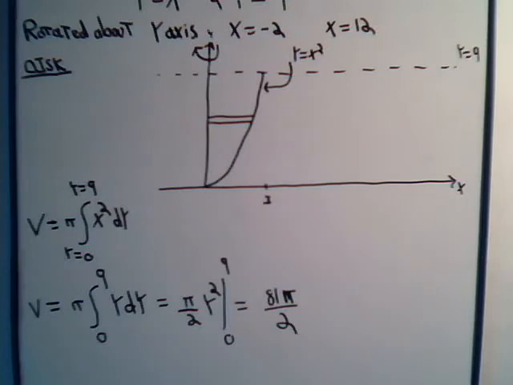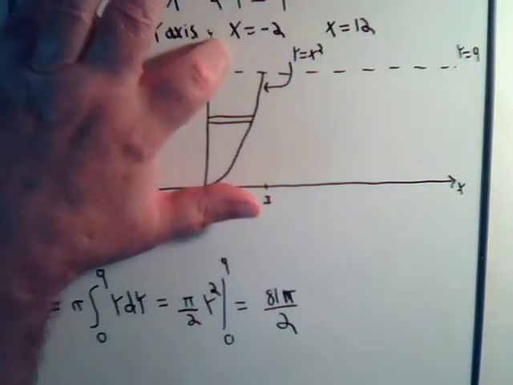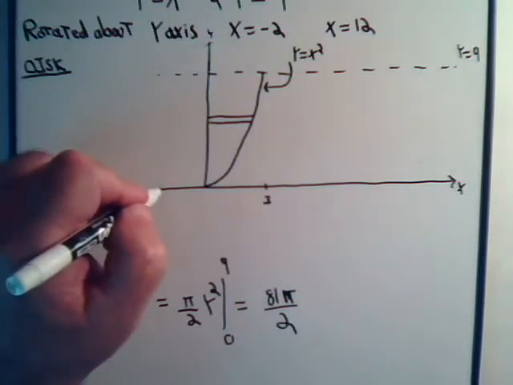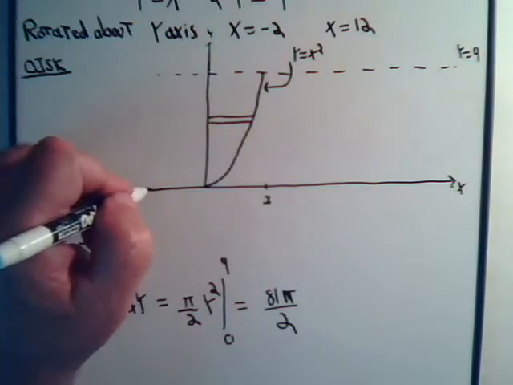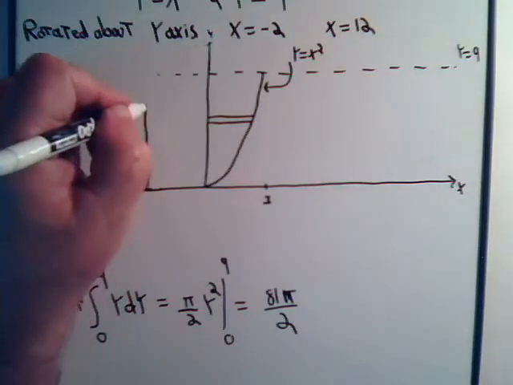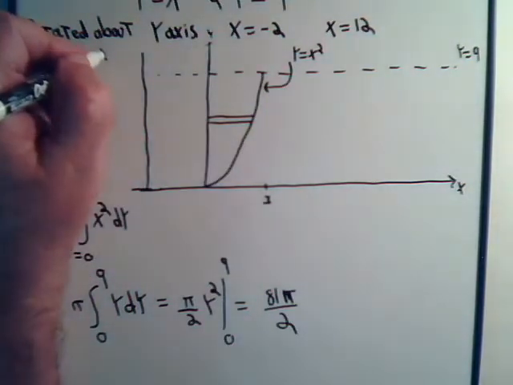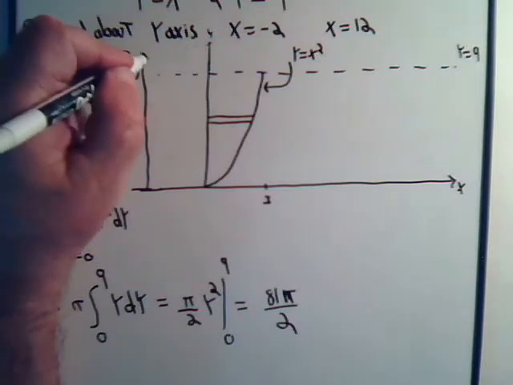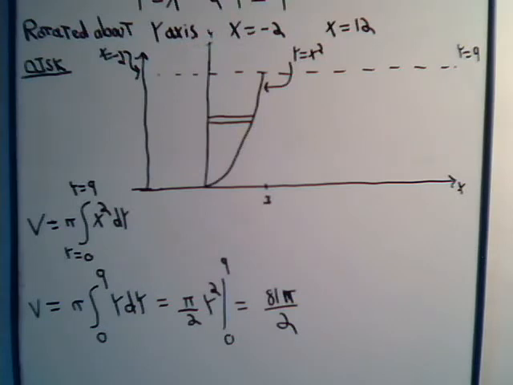So again, we did pick a pretty basic example, but there are several things that we wanted to point out with it. And the next issue being this: suppose that we did not rotate about the y-axis. Suppose we rotated over here about this vertical line that has x equals -2. And we're using the method of disks.